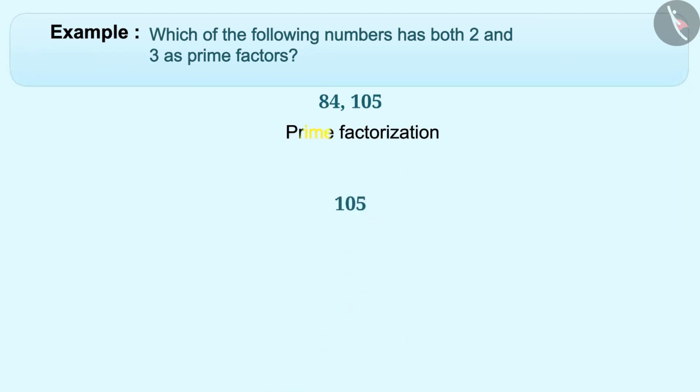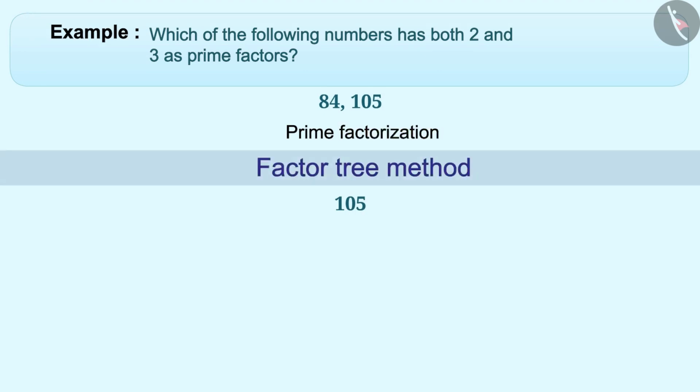Now let's find the prime factorization of 105. In order to do this, let's use the factor tree method. So, for 105, we will find a factor pair whose product is 105. 15 and 7 is one such pair.